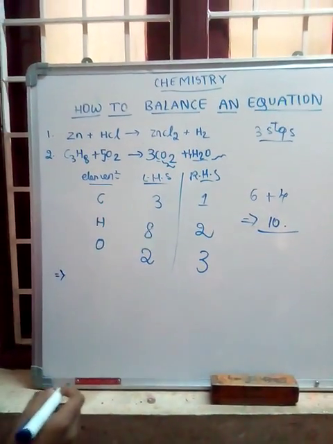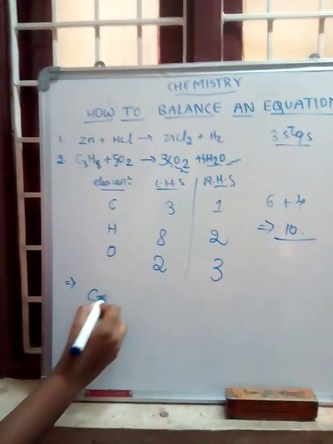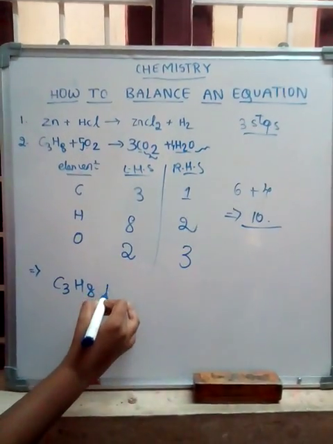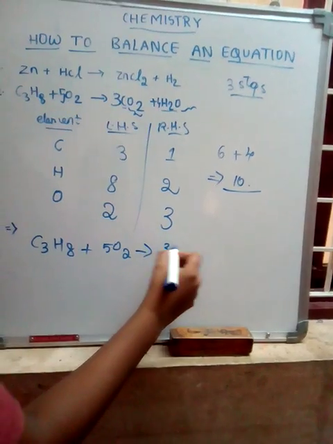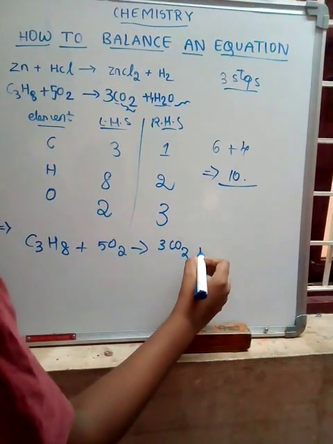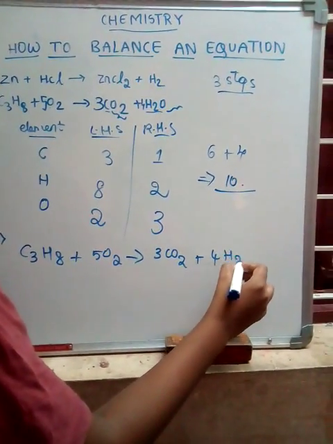Now write the balanced equation: C3H8 plus 5O2 gives 3CO2 plus 4H2O.